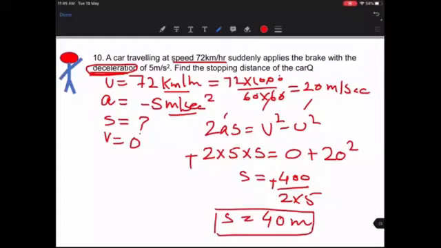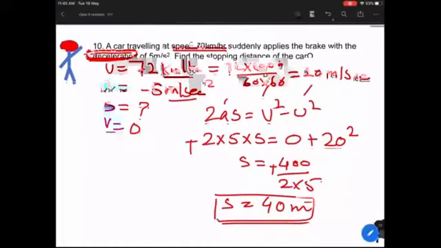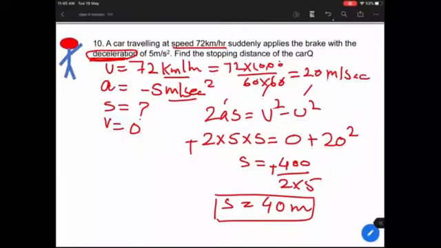By mistake, if anybody is writing 40 meters per second here, it will be wrong. You lose half a mark for the units also. Yes, Naveen, absolutely. It is not 20, it is 40. Check your answer again. It is 40 meters. So that is the distance. Is it clear to all of you? Yes, it is 40 meters.